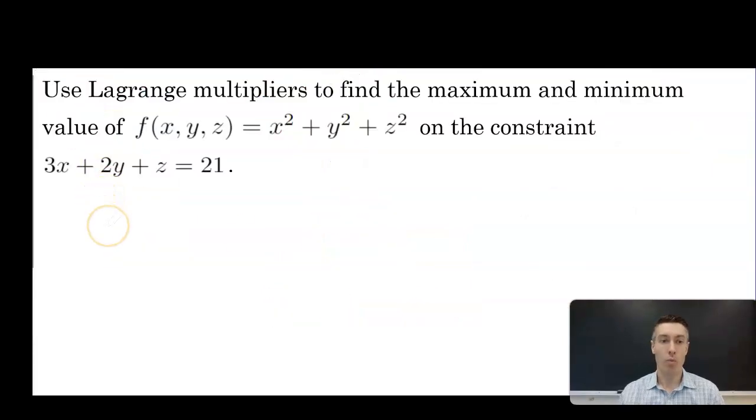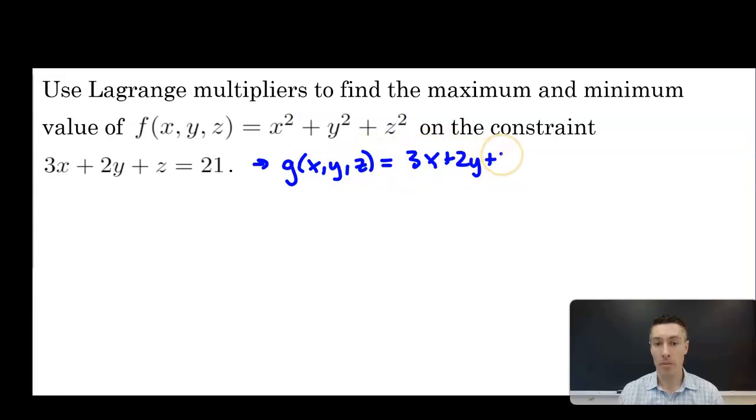Okay. One more example. Use Lagrange multipliers to find the maximum and minimum value of x squared plus y squared plus z squared on the constraint 3x plus 2y plus z equals 21. So here we can expand it to 3 variables. Doesn't really change. Our Lagrangian just adds a variable to it. So our constraint curve is now g of x, y, z equals 3x plus 2y plus z minus 21.